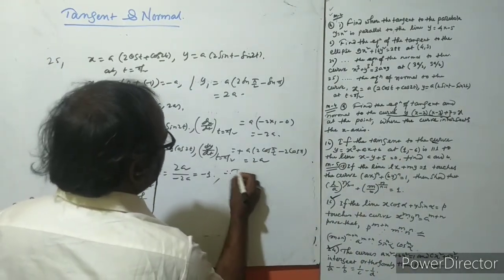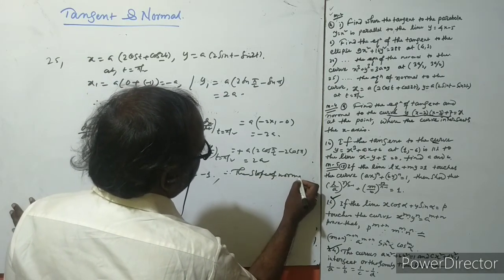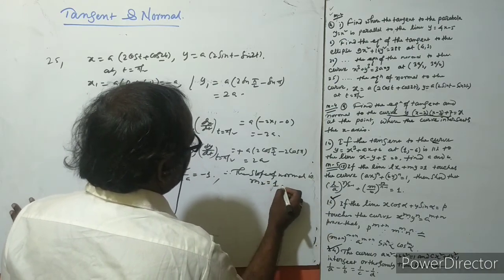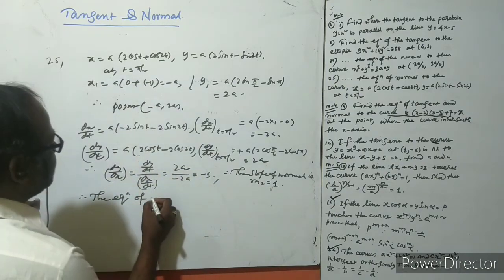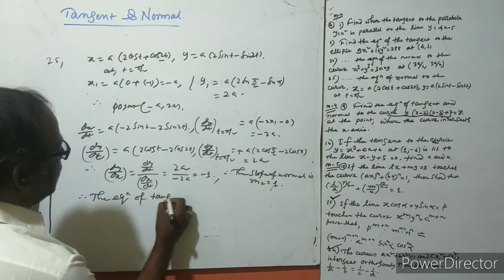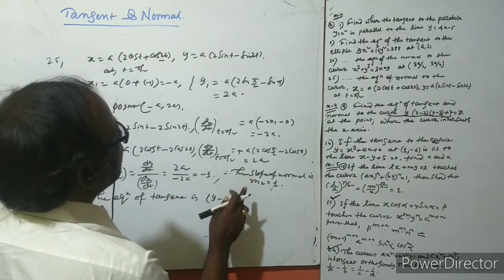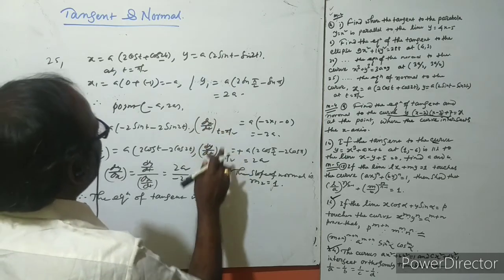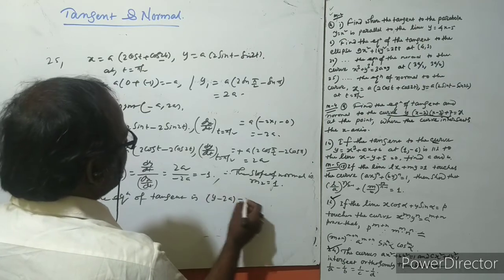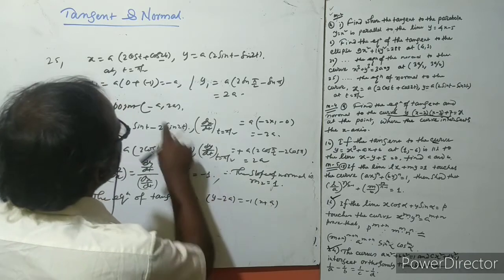Therefore the slope of normal is m equal to plus 1. So the equation of the tangent is y minus y1, that is here 2a, equals minus 1 into (x minus a). Okay, this is plus a.